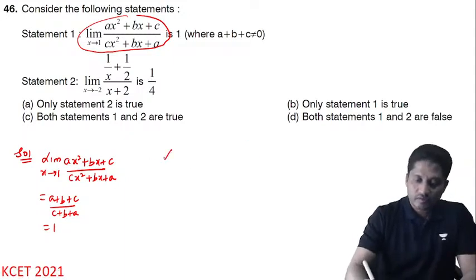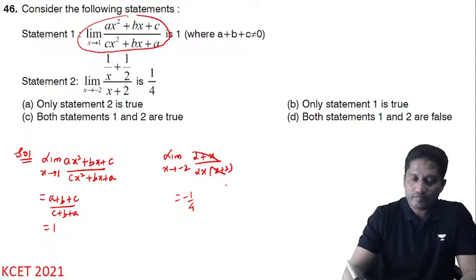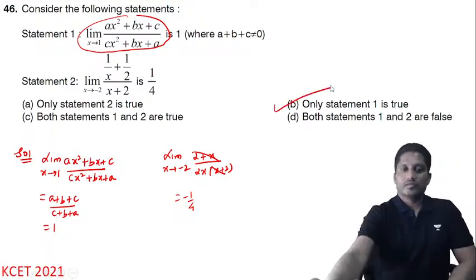Statement 2, limit x is tending to minus 2. If you cross multiply, 2 plus x divided by 2x into this is x plus 2. This will cancel, x is tending to 2, you get minus 1 by 4. Alright, which is false. Only one is true. Only statement 1 is true.